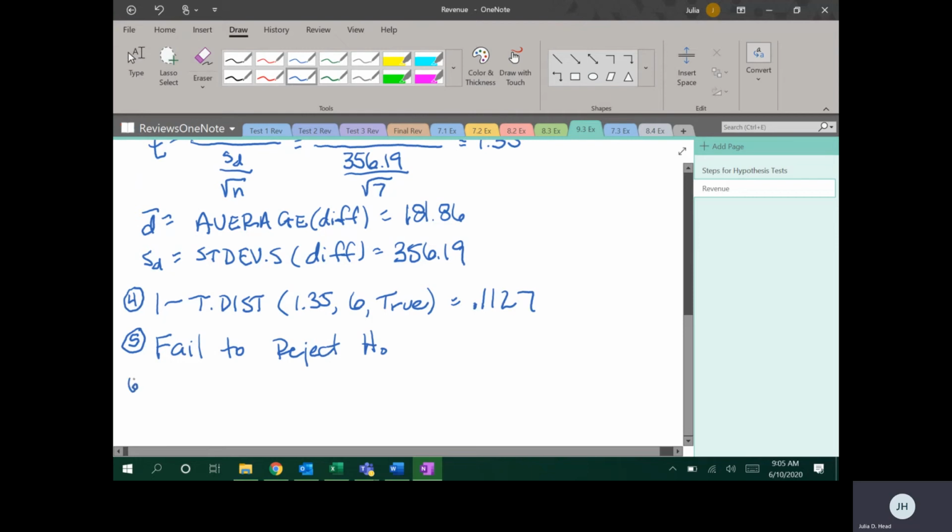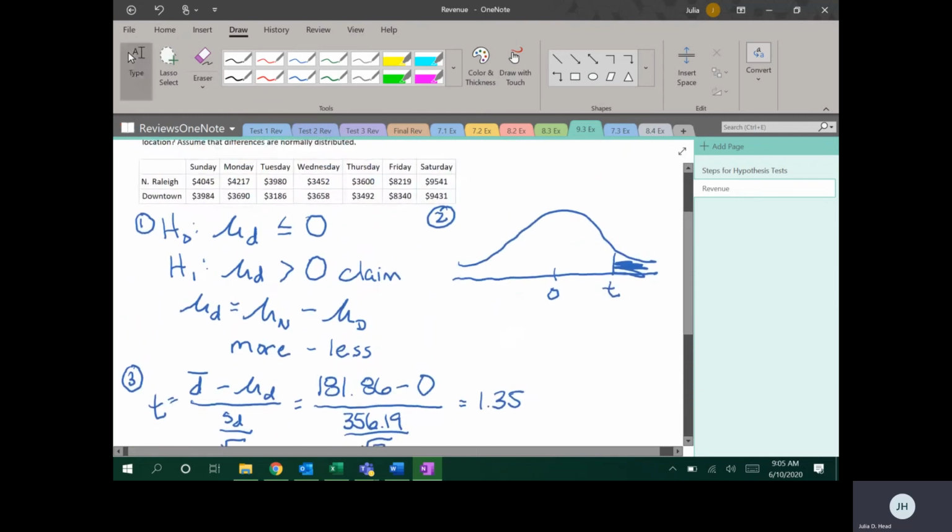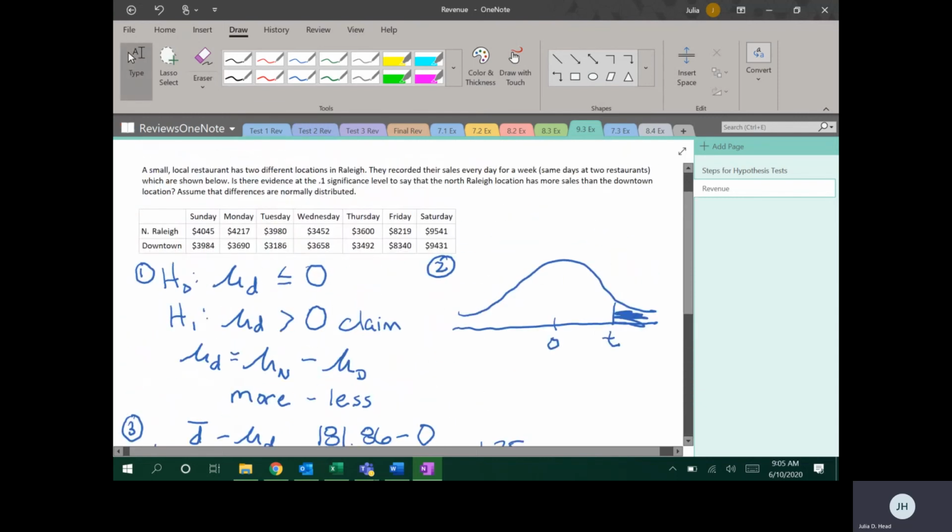And then your interpretation. I mentioned earlier I like man on the street interpretation, something that basically anybody will understand. We're still going to start with that significance level, which I know the man on the street wouldn't understand. But I don't think the man on the street would understand about differences of means. I think that would be a little too much. So I try to go back to the original thing. We were testing that North Raleigh has more sales than downtown, and we said that no, we don't think so.